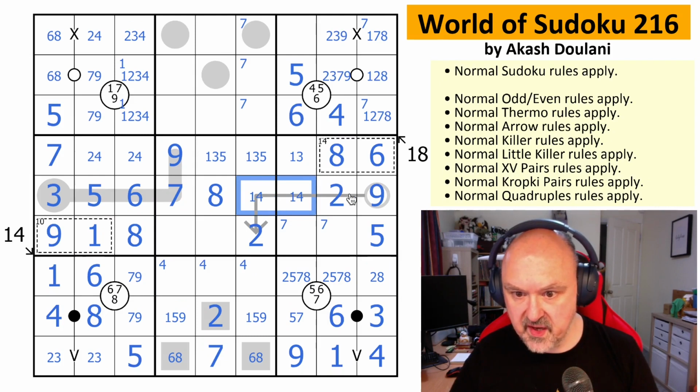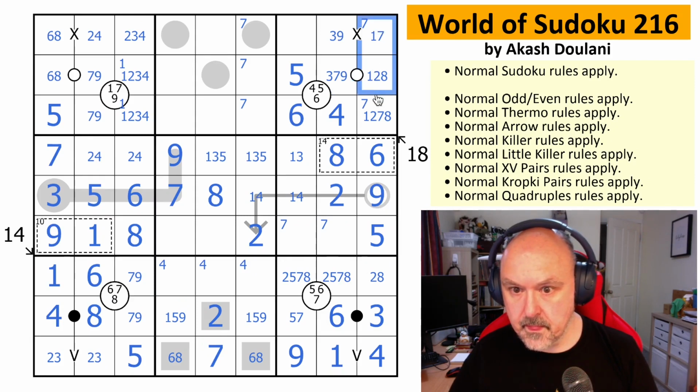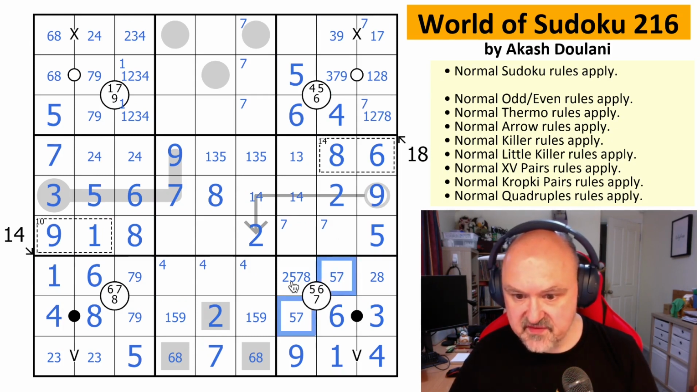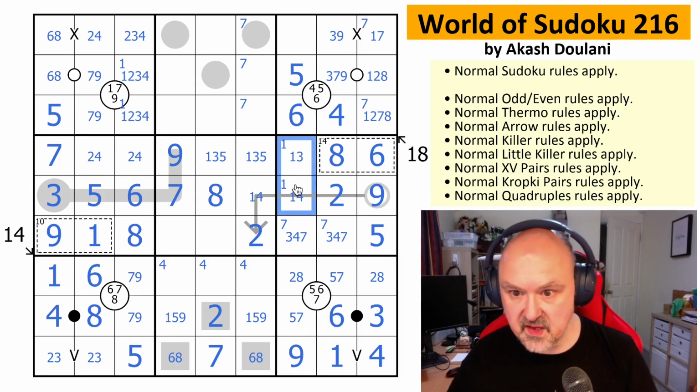This is a 1, 4 pair. That 2 takes 2 out of there, which takes 8 out of there. The 8 takes 8 out of there. This is a 5, 7 pair, so I take 5 and 7 out of there. So this is 1. So this is 3, 4, and 7 because I can't use 1. So 1 must be in there.